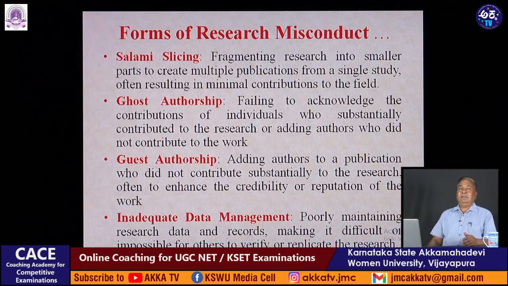Salami slicing means you have only one article, only one work, but you fragment that entire research work into multiple different articles. For example, there is one variable you have taken, that is academic score or any score. You have a set of 5 to 6 independent variables.